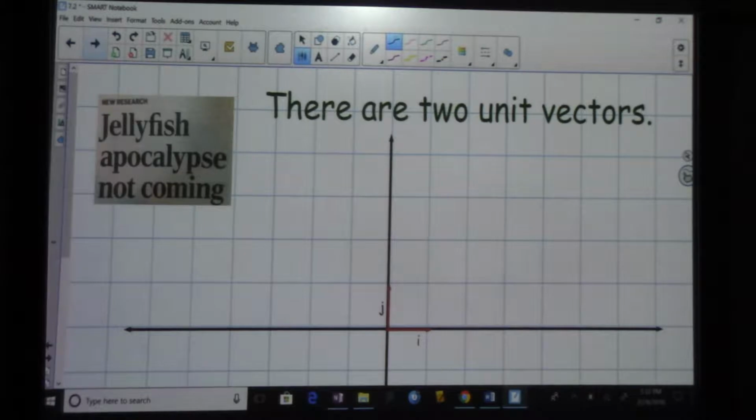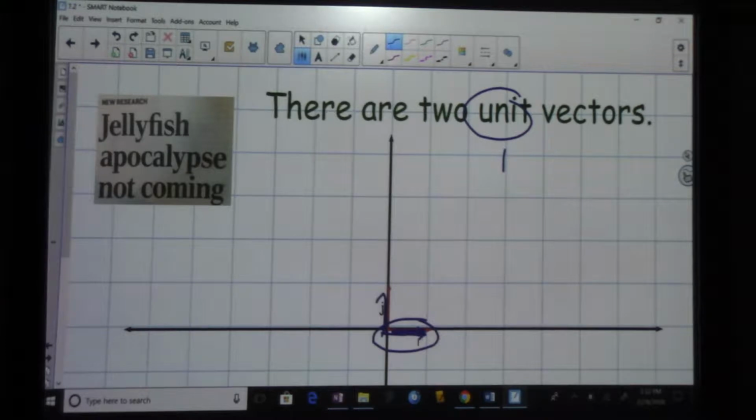So there are two unit vectors. Now remember what unit means. Unit means 1, which means it has a length of 1. It's kind of like in a coordinate system, how you have x and y, and you have 1 on each scale. Same thing. Our i vector is just a vector along the x-axis that has a length of 1. Okay. Same with the j, that is along the y-axis.